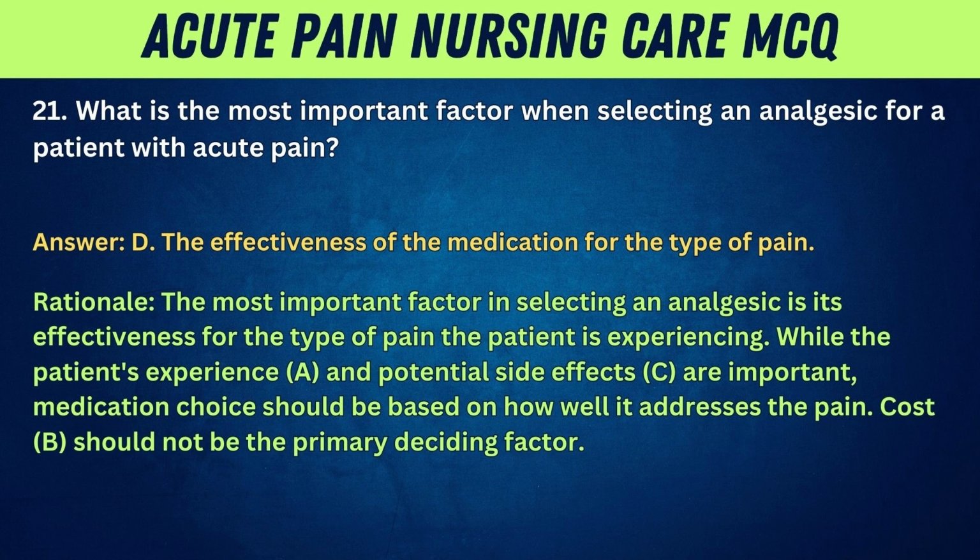Rationale. The most important factor in selecting an analgesic is its effectiveness for the type of pain the patient is experiencing. While the patient's experience, A, and potential side effects, C, are important, medication choice should be based on how well it addresses the pain. Cost, B, should not be the primary deciding factor.